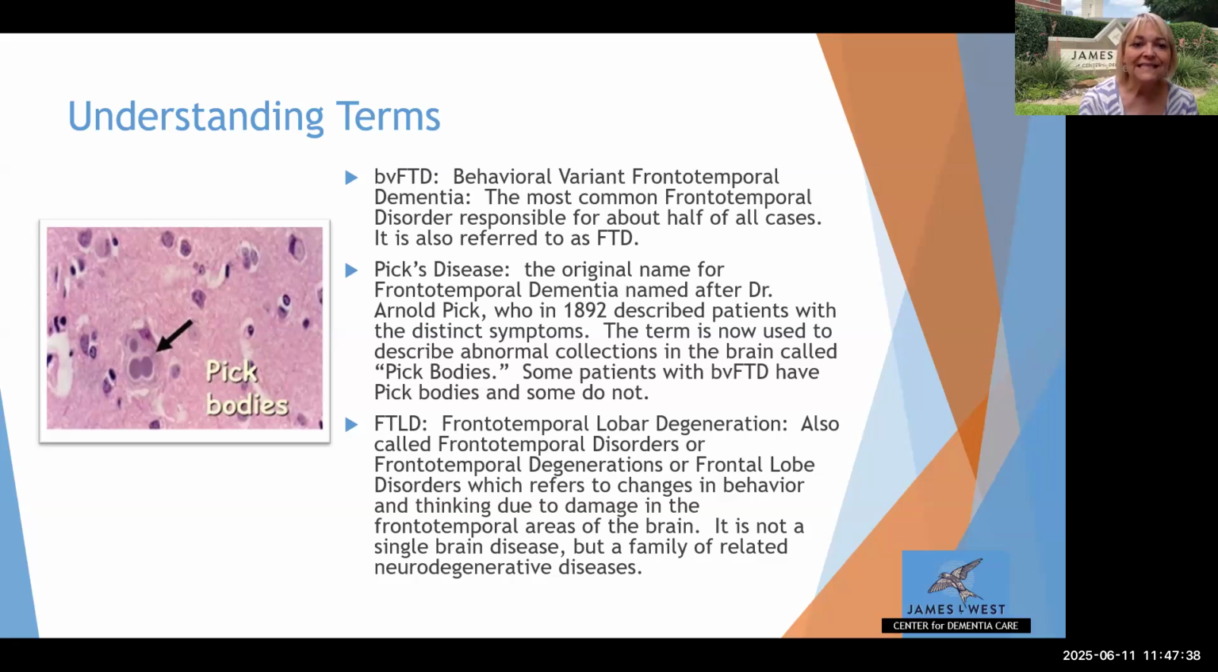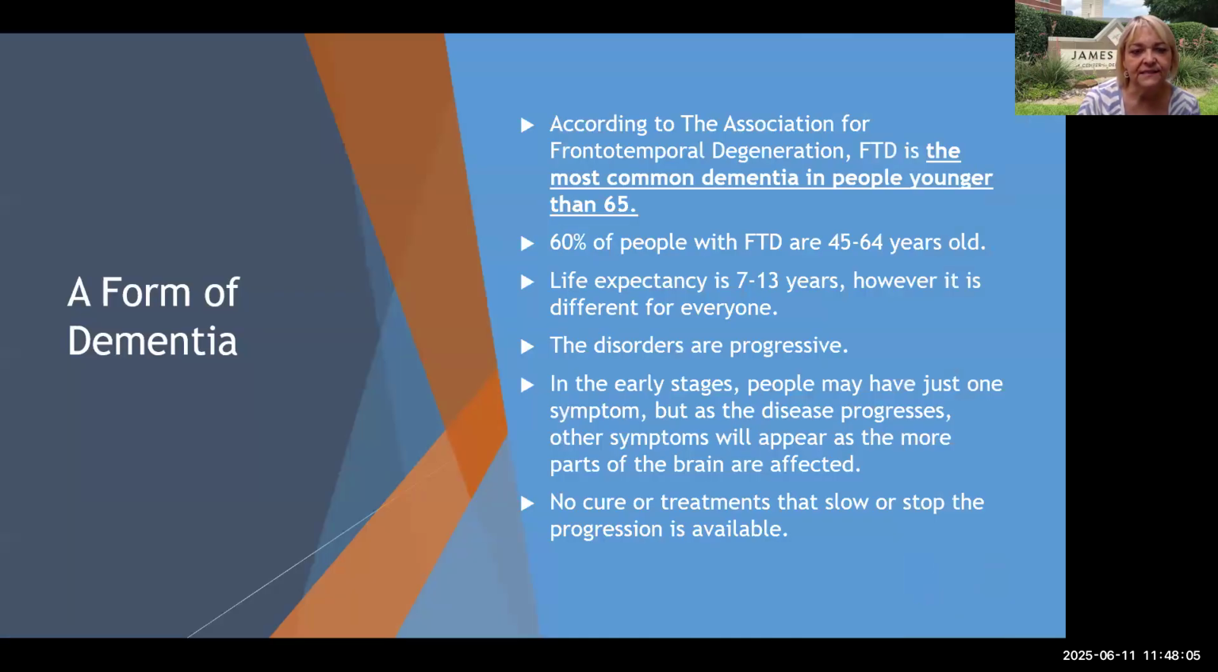Then there's also FTLD, frontotemporal lobar degeneration. Sometimes people just use the terms frontotemporal disorders, frontotemporal degenerations, or frontal lobe disorders, where they're talking about changes in behavior and thinking due to damage in the frontotemporal part of the brain. It is not a single brain disease. This is a family of related neurodegenerative diseases. So, the FTDs are a form of dementia.